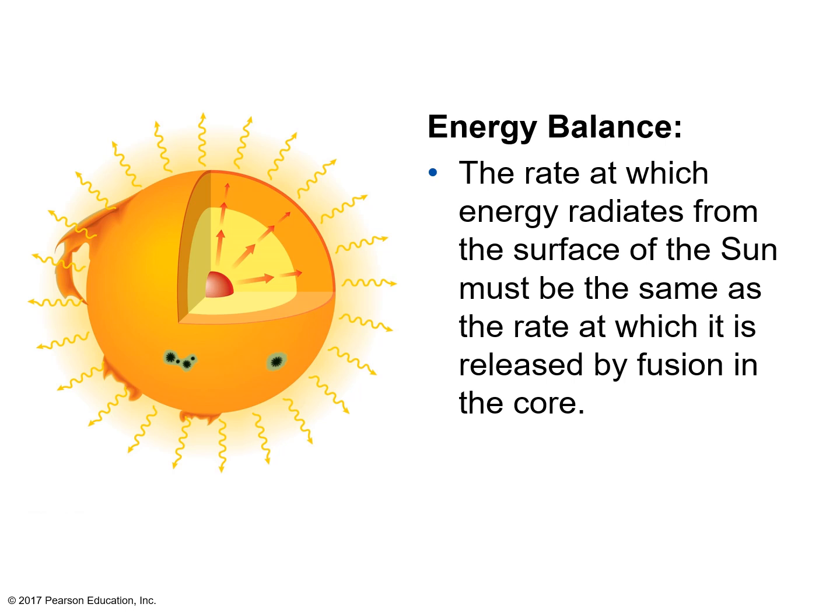There's an energy balance in the sun. The rate at which energy radiates from the surface of the sun must be the same as the rate at which it is released by fusion in the core. So nuclear fusion is a process that I'll talk about later. It's the process by which the sun produces energy, the light and the heat inside the core, which is represented by this red ball in the center.